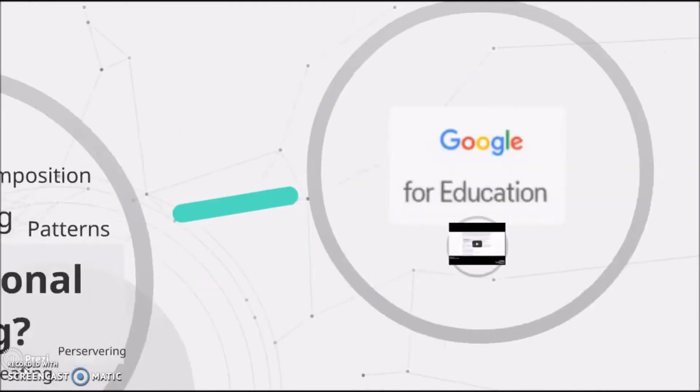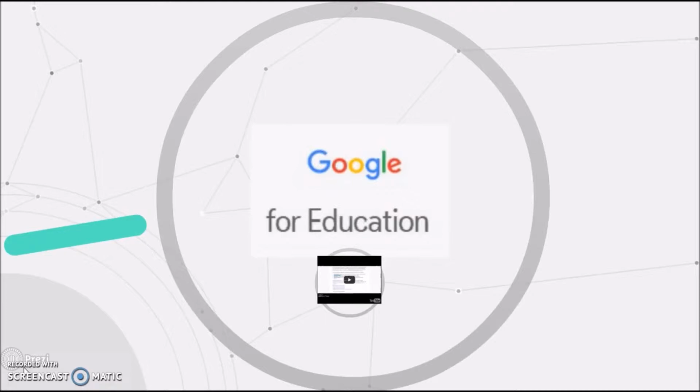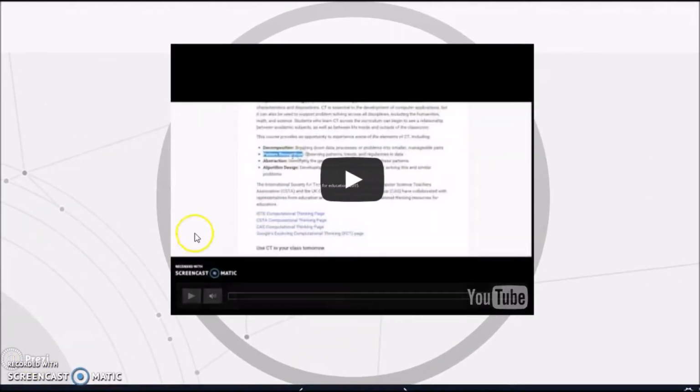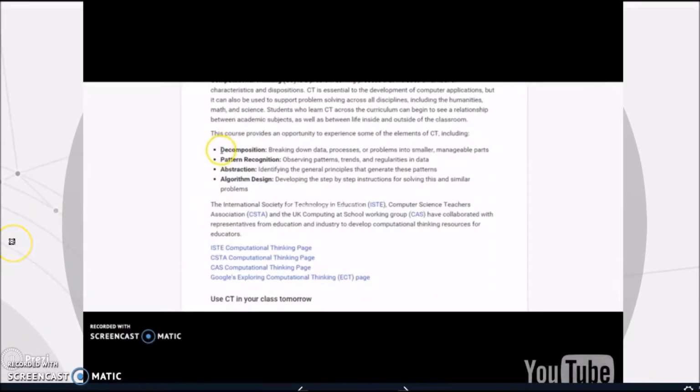Google for Education offers an online course which aims to increase awareness of computational thinking among educators worldwide, and gives ideas of how to integrate this into the curriculum and classroom. Within this, they describe the elements of computational thinking as decomposition, breaking down data, processes, or problems into smaller manageable parts; pattern recognition, observing patterns, trends, and regularities in data; abstraction, identifying the general principles that generate these patterns; and algorithm design, developing step-by-step instructions for solving problems.